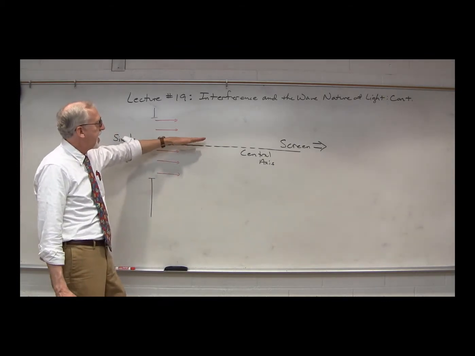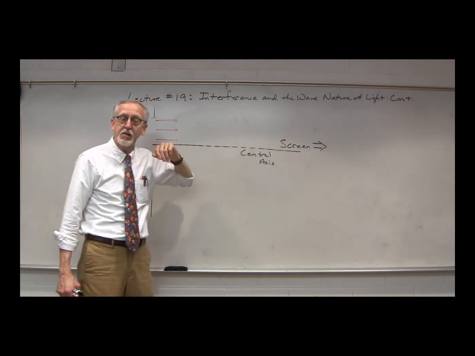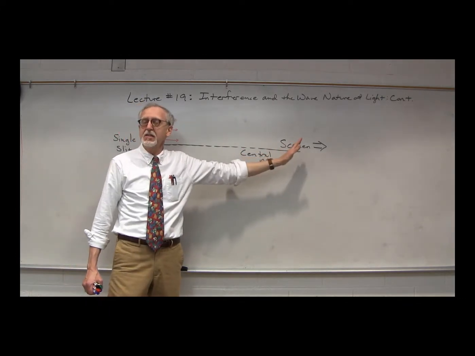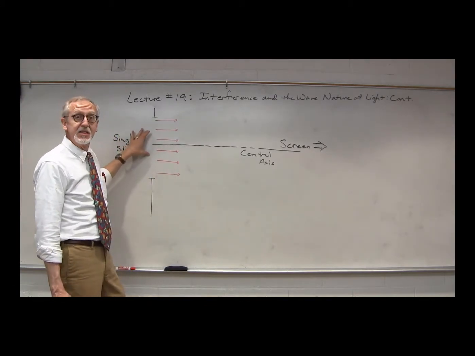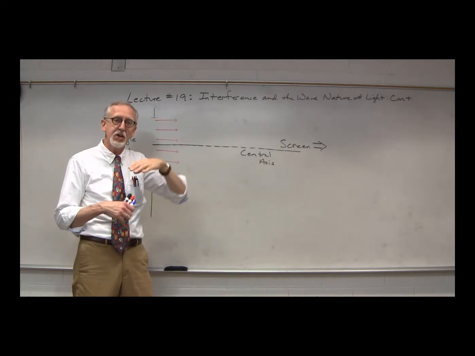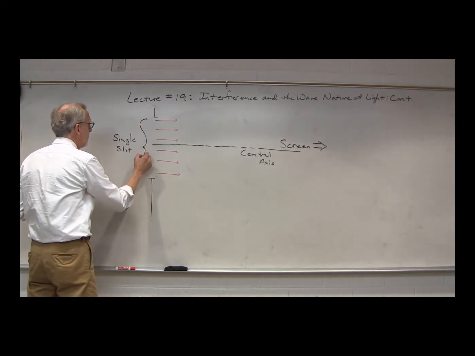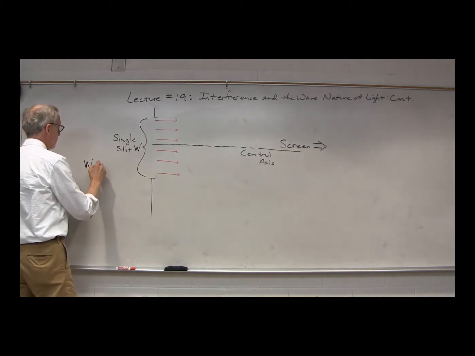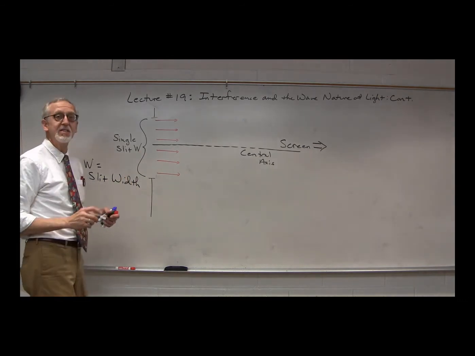Now, what if we have a point off the central axis? Let's imagine we're looking at some point at some angle theta. Again, we're going to make the approximation that the screen distance, what we called L before, is much larger than the size of the slit. So we don't have two slits to have a slit separation. We have a single slit. So let's imagine that the width of this slit we'll call W. So W is our slit width for a single slit.